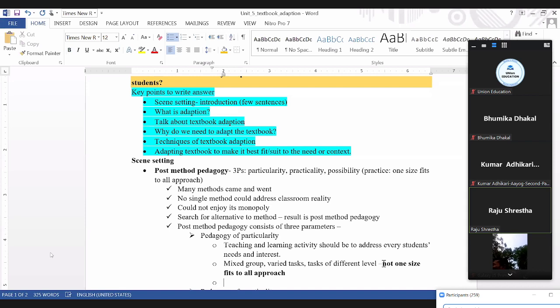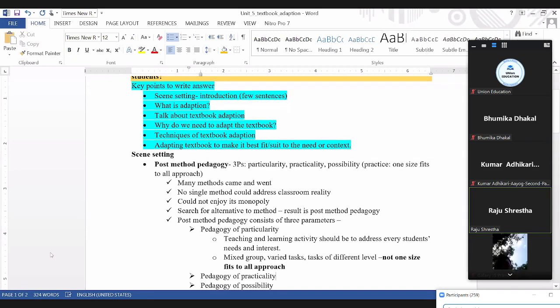So this kind of pedagogy is what? Pedagogy of particularity. Individual needs and interests लाई focus गर्नुपर्छ. So this is pedagogy of particularity.